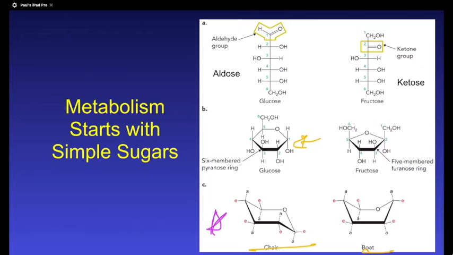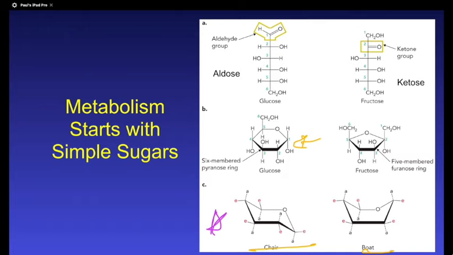So in the solution, it'll equilibrate to get into the chair conformation, because when glucose is in the chair conformation, all the hydroxides are in the equatorial positions, and all the hydrogens are in the axial positions, and the axials are close to each other. So you want the smaller ones to be the ones that are closest, so they have less interaction. You want the big ones on the equatorial to stick out so that they don't interact with anything.